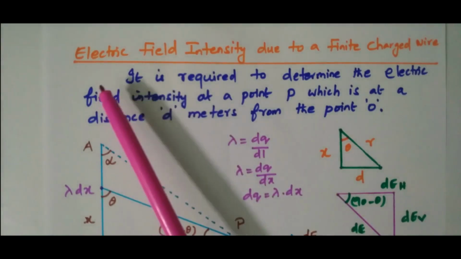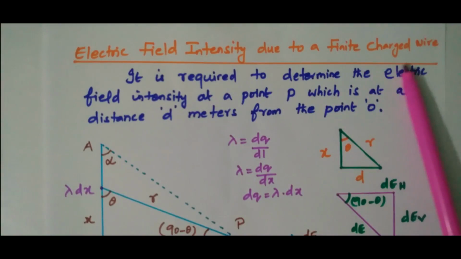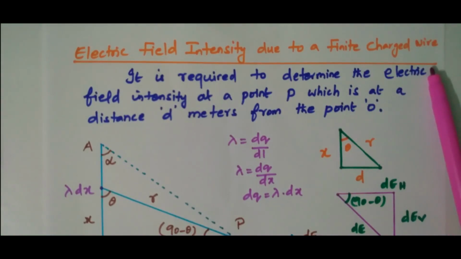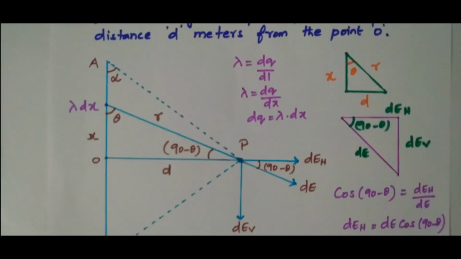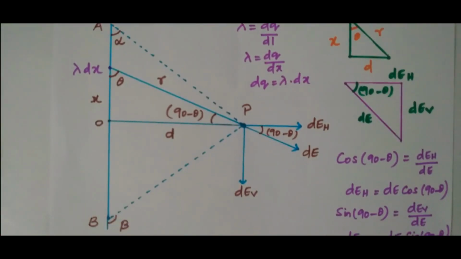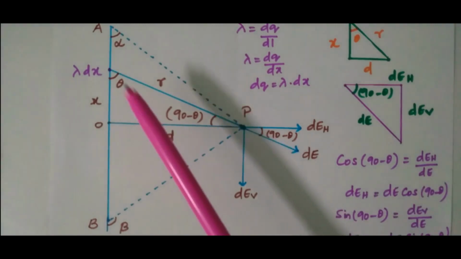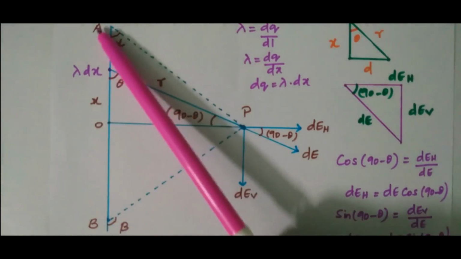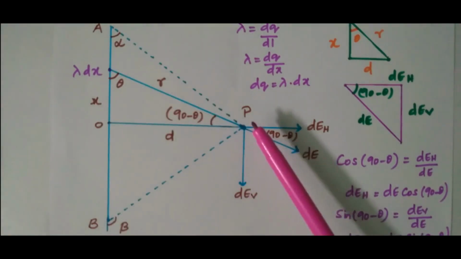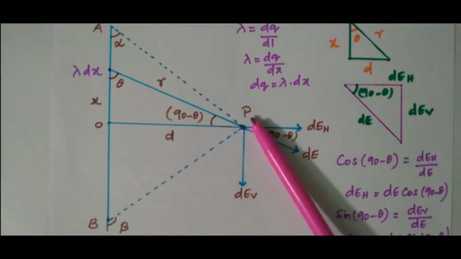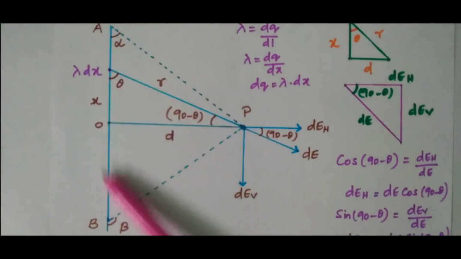Now we'll see the electric field intensity due to a finite charged wire. One finite charged wire is there, and we are going to obtain the expression for the electric field intensity. You can refer to this diagram. This is a finite charged wire, AB. This is the point P. At this point we are going to find the electric field intensity due to this charged wire, right?